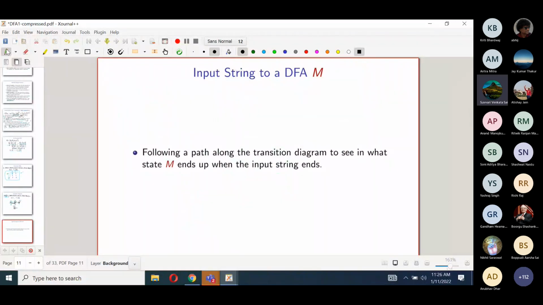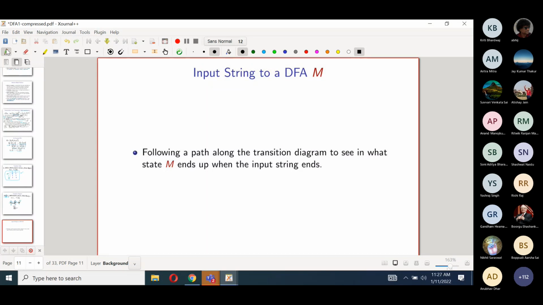Do we return yes? I mean, the output is yes only if the string reached a final state. Exactly. So you are a little bit ahead of the slides. Basically the idea is that if at the end of reading the input string you end up at a final state, then the machine is answering yes. If you don't end up in a final state, then the machine is answering no.